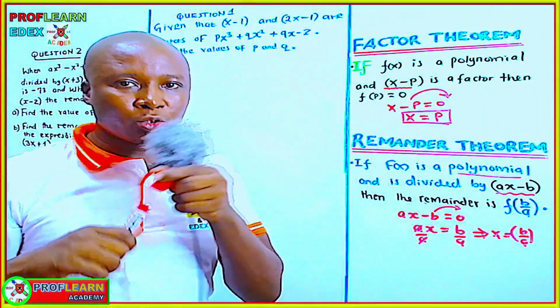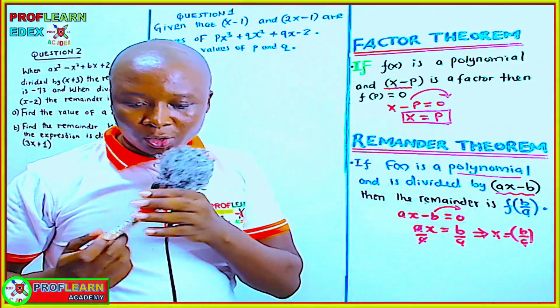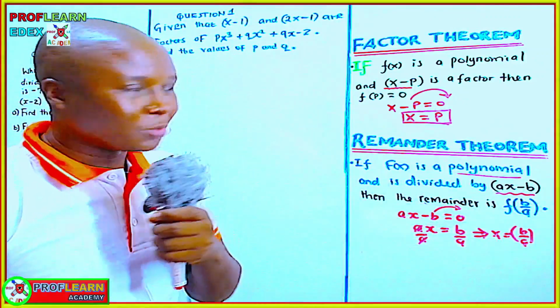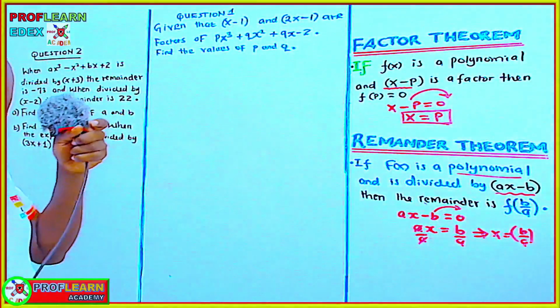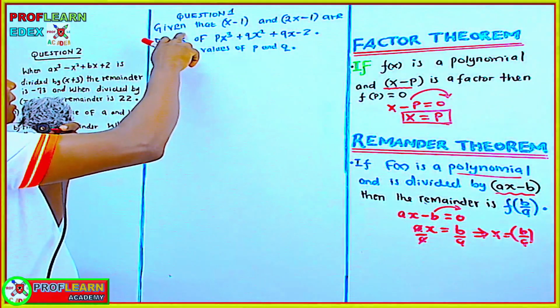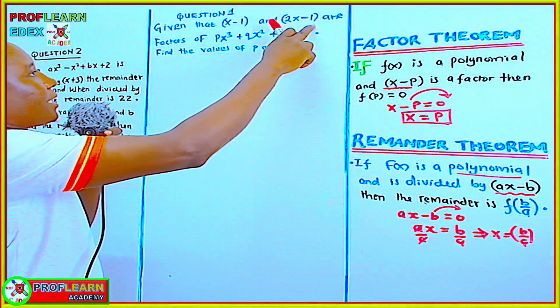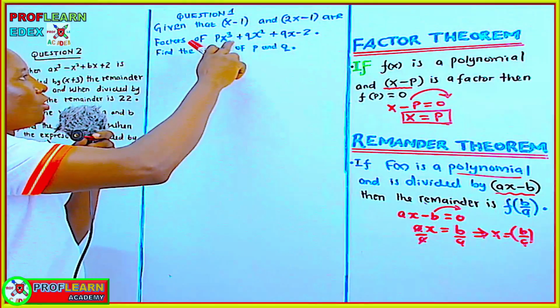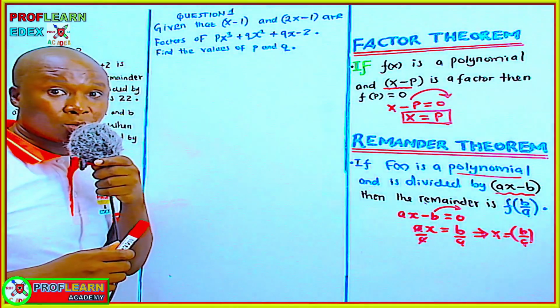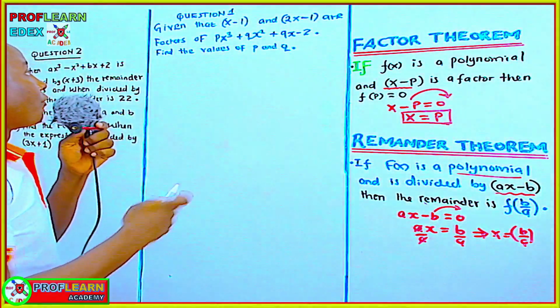Now I'm going to walk you step by step so that we can see what you are supposed to do in order to solve a question like this. We are given x minus 1 and 2x minus 1 are factors of this particular polynomial that we are given here.